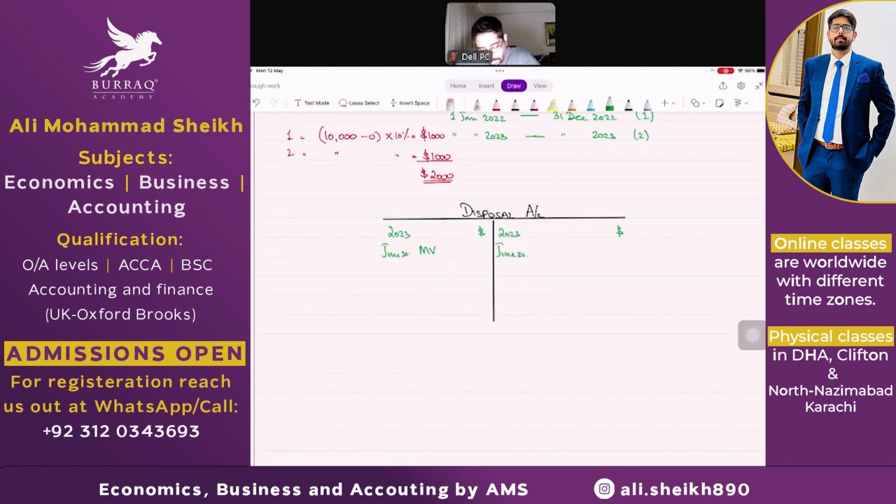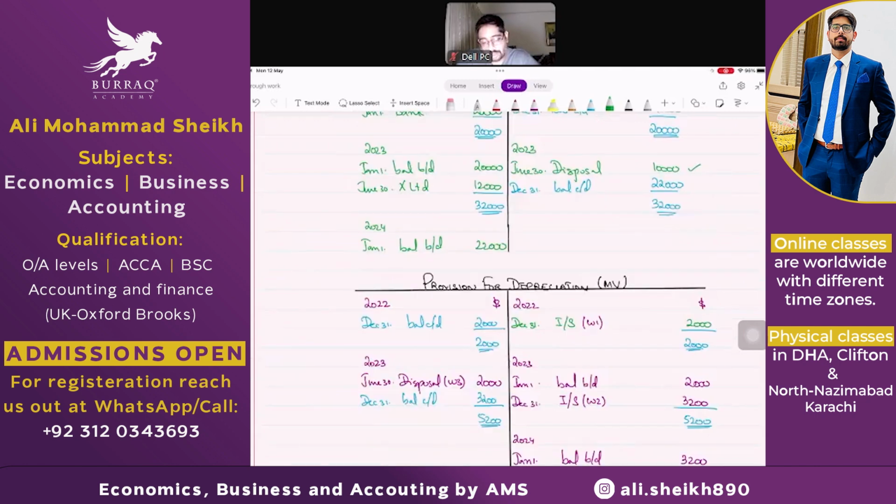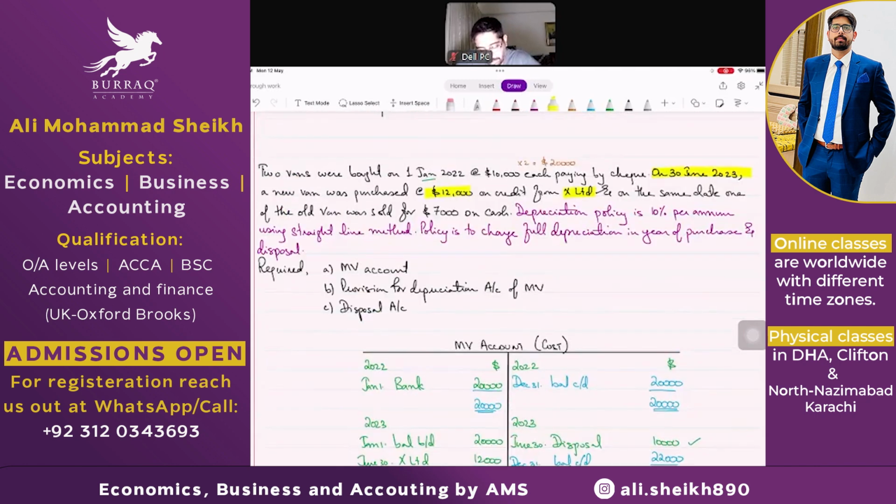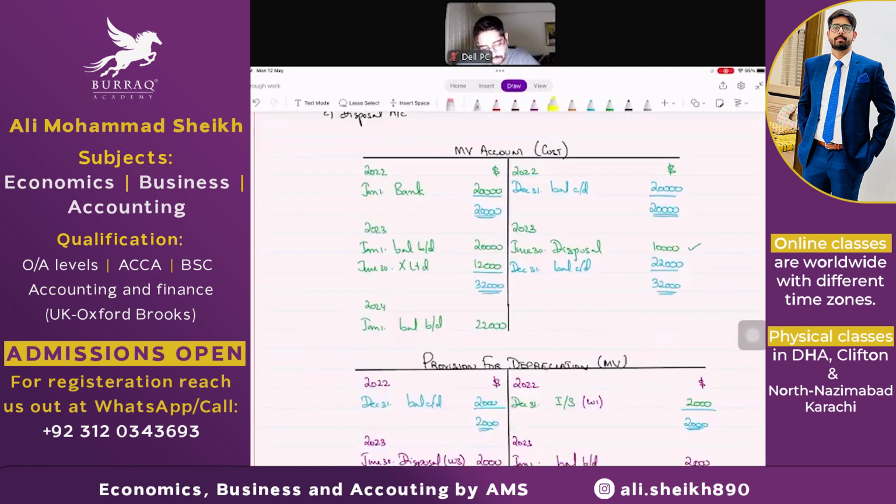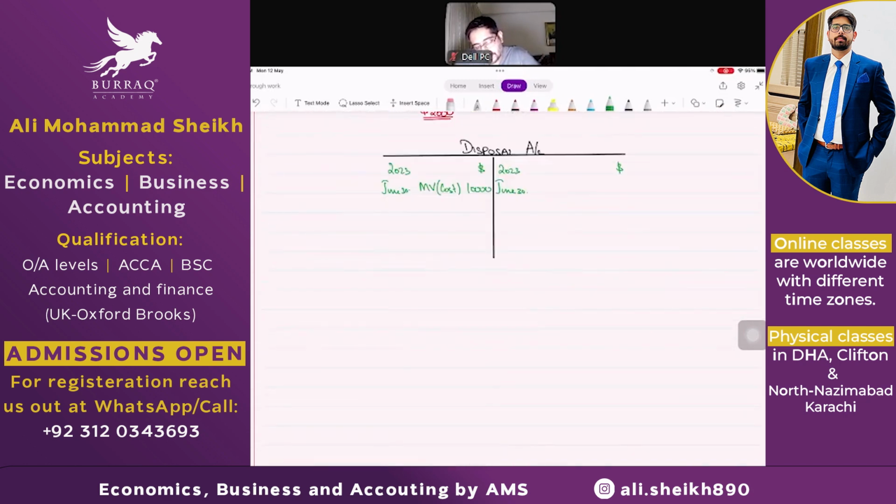So the cost of the motor van was $10,000 debited. How much cash has the business received on the disposal? That is $7,000, that is received by cash. That particular entry would be cash debit and disposal account credit. In the disposal account, you need to put this figure on the credit side, cash $7,000.